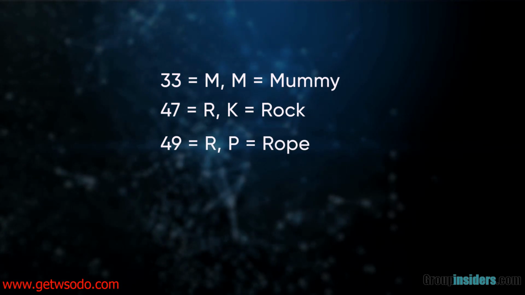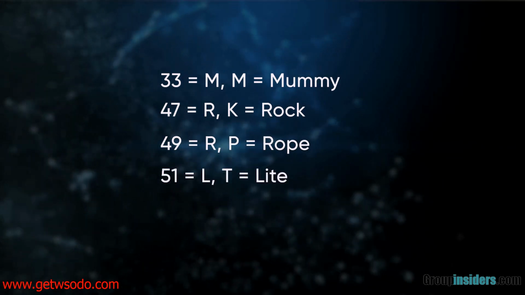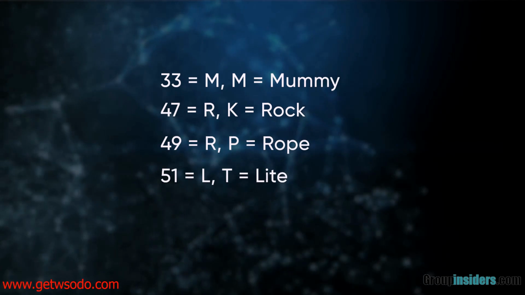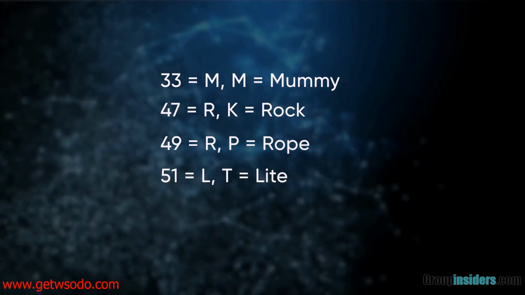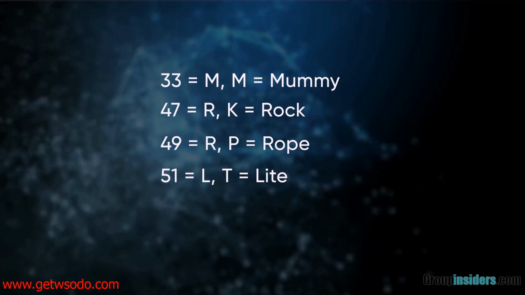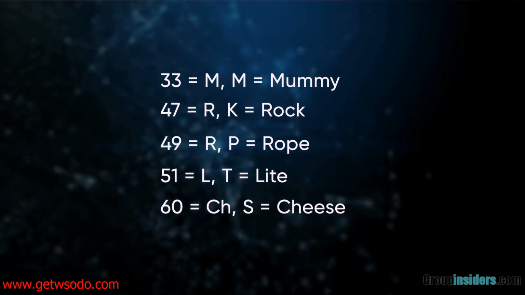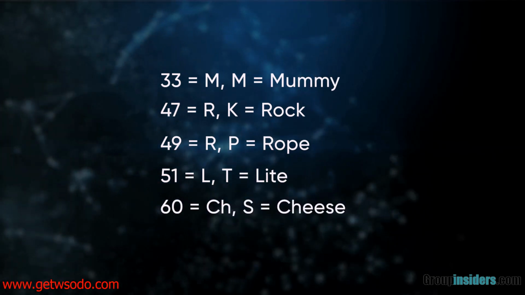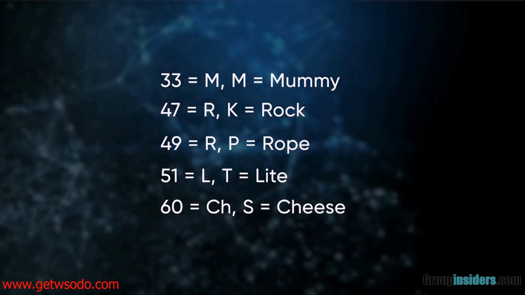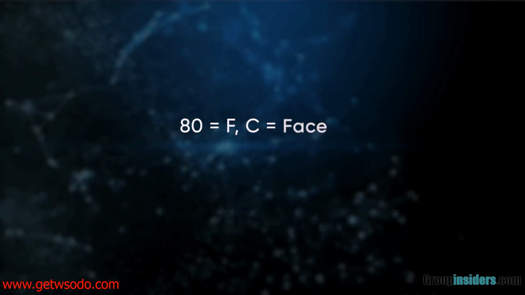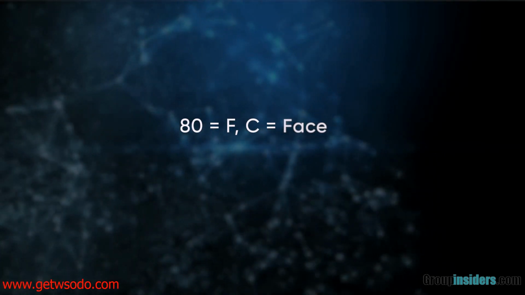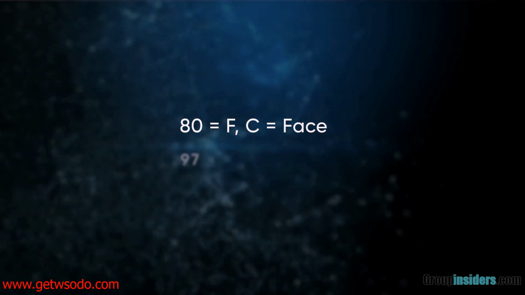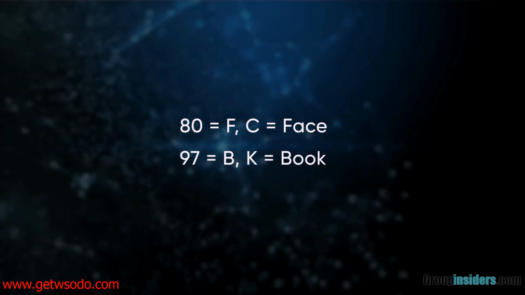Let's say 51. 5 is what? L. 1 is what? T. Light. Good. What about 60? 6 is the ch sound, C-H. And then 0 is the S sound. So you have cheese, right? If you want to do 71, we talked about 71, we use cat, 72 is can. So if you want to do a number like 80, 8 is fa, and the 0 is sa, face, that works out really well. What about 97? 9 is the B sound, 7 is the K sound, book, 97 is book. Do you see that?